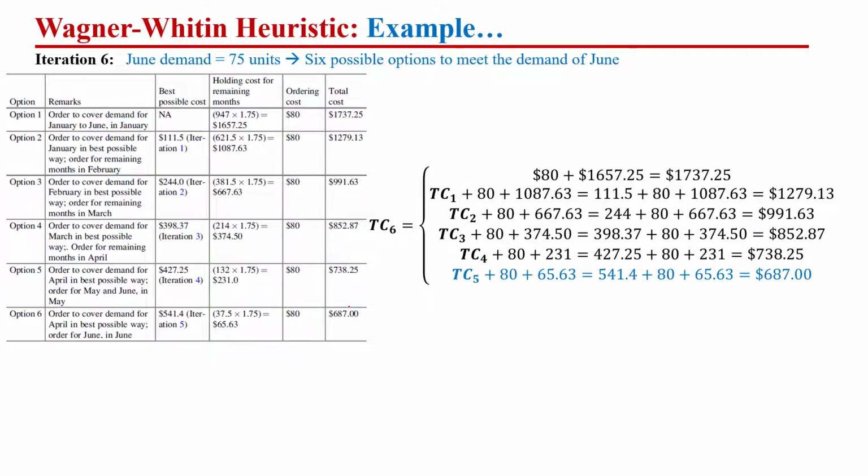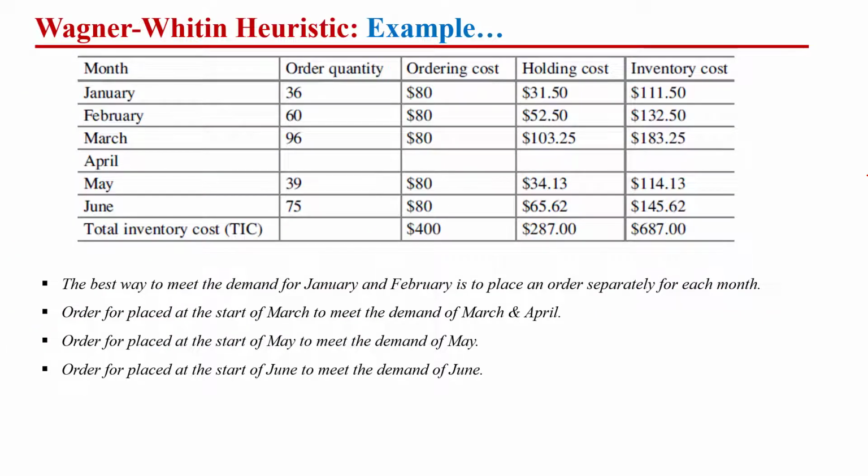Similarly, if I consider iteration number six, again we have six options, right? I believe you got the idea how we are developing these options. Again, I am comparing the total cost, and as you can see, this one is the smallest. So what we are concluding, this is a summary form of the solution: we should place the order at the start of January equal to 36, which is basically the demand of January, and the total cost is going to be this one, only for the month of January.